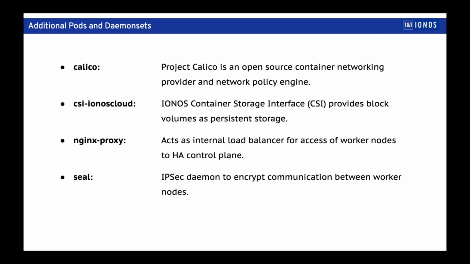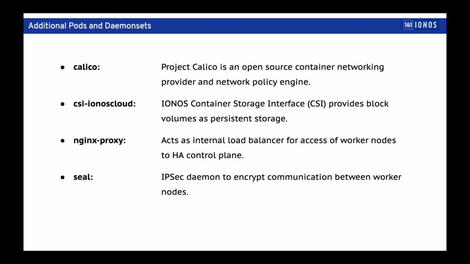The first one is a set of pods, daemon sets, and services actually, all starting out with the name Calico. As mentioned, Project Calico is the network provider that we're using inside the cluster, or actually the network policy engine. So it has a certain set of pods running there as a controller and as a daemon set on each of the worker nodes.